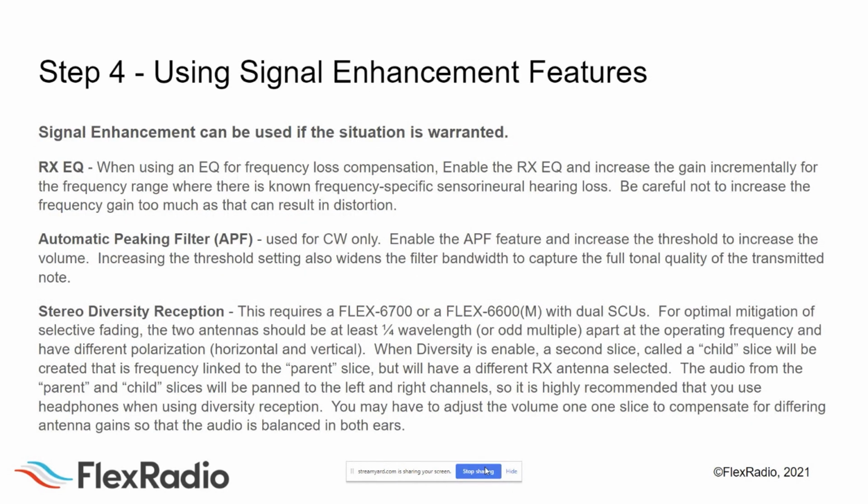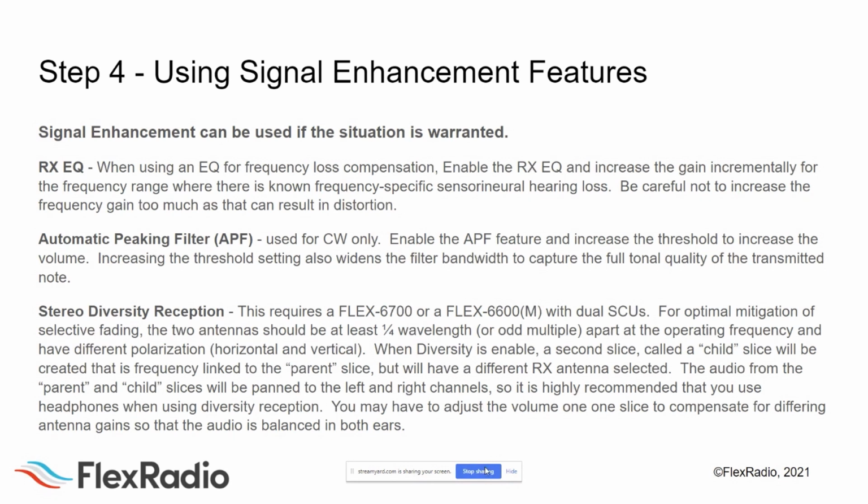The last step you want to do after you've gone through all the noise mitigation features is to see if any of the signal enhancement features can work for you. Like I said, if you have selective hearing loss at particular frequencies, say it's at 1,000 hertz, you can use the RX equalizer, go into the 1,000 hertz EQ, and bump the gain up 4, 5, 6, 8 dB to overcome that, and that should help. Add back some audio content that your ear is attenuating and can help you hear some of these weak signals better.